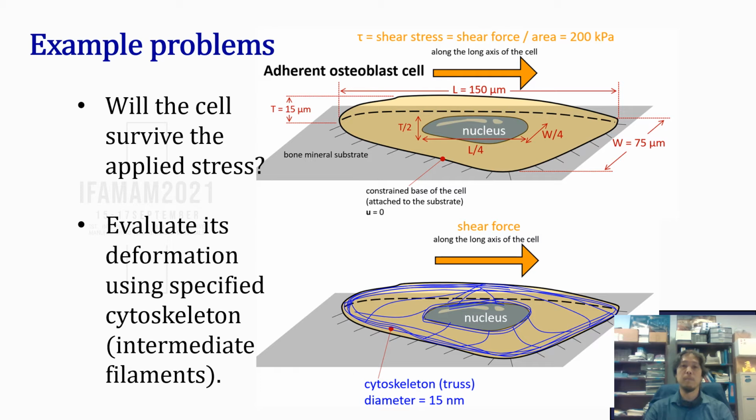Here's an example of a bone osteoblast cell attached on a mineral substrate that is subjected to 200 kilopascal of shear stress. Will the cell survive? What will its deformation look like if the structure is governed by only intermediate filament cytoskeleton?